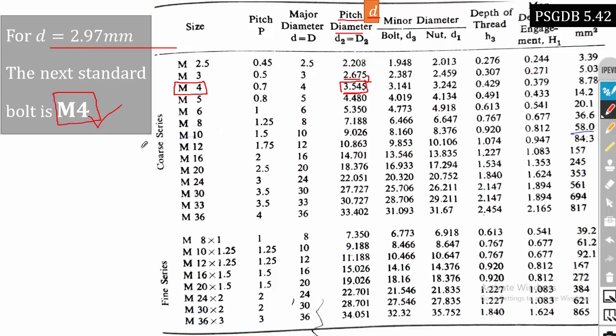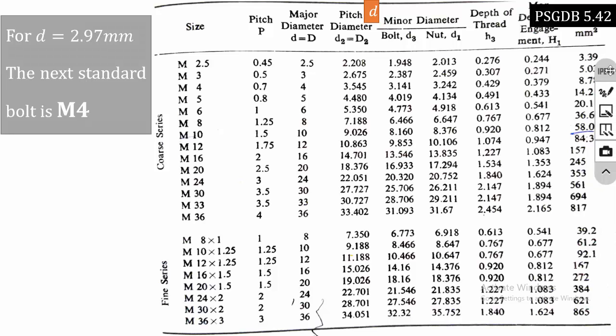Okay, so this is how you have to calculate the diameter of the bolt, and we have to standardize the bolt based on the standard given in data book page number 5.42. So in the next lecture we will see how to solve the design of bolts for eccentrically loaded joints.